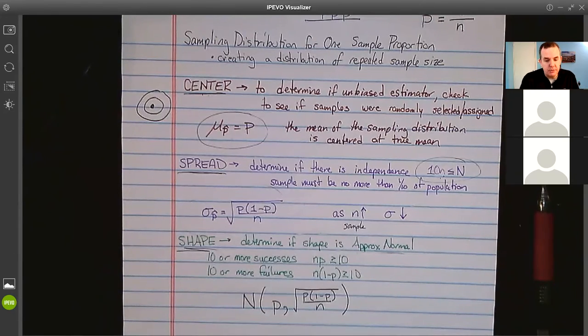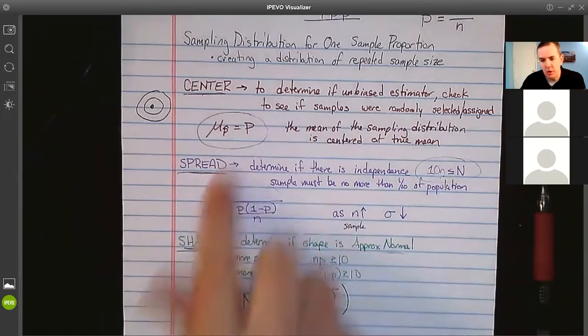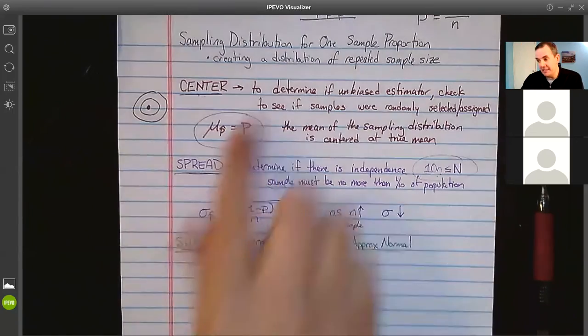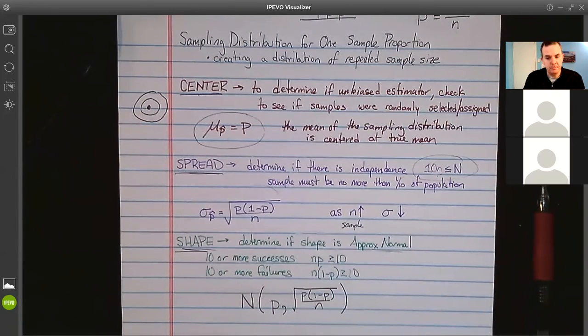Okay, here's the difference when we do two sample. When we do two sample, we have to do all of this twice. We're going to have two different samples. We're going to do these checks twice. We're going to check the randomness for the first sample. We're going to check the independence. We're going to check the shape of the first one. We're going to do it for the second one as well. So we're going to repeat this process twice.